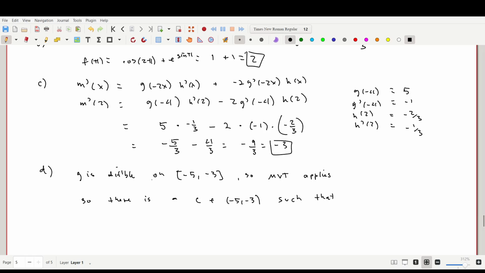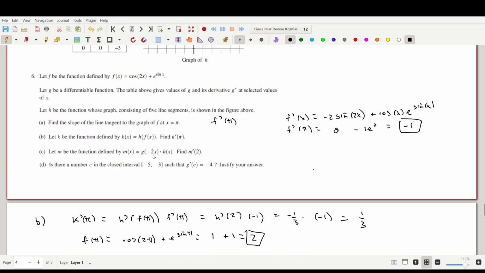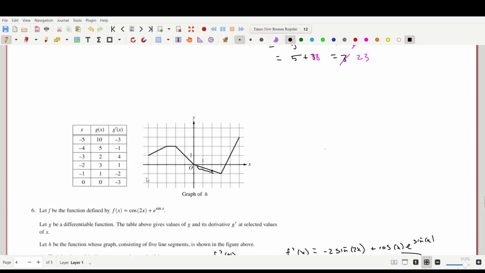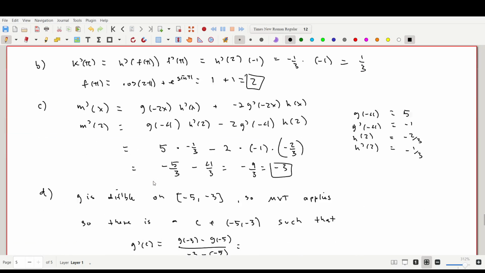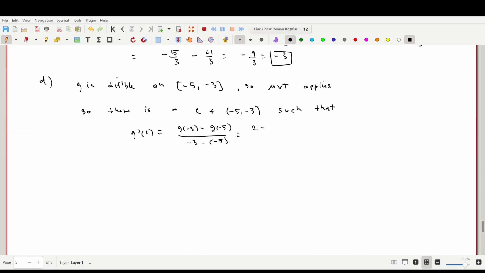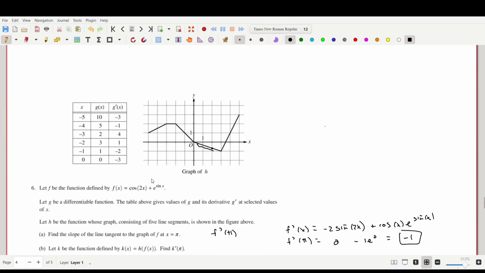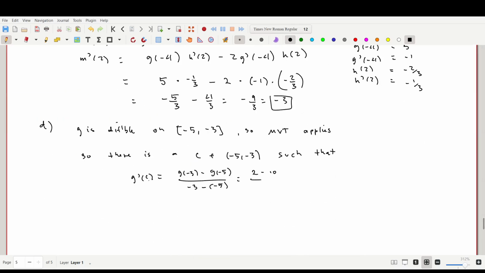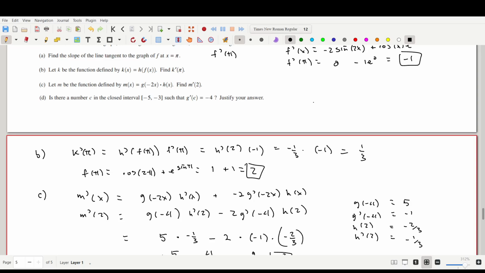Such that G prime of C is G of -3 minus G of -5 over -3 minus -5, and that's going to be G of -3 is 2, and then G of -5 is 10. -3 minus -5 is 2. And hopefully it's -4. Yeah, okay. So -8 over 2, which is -4. Done.